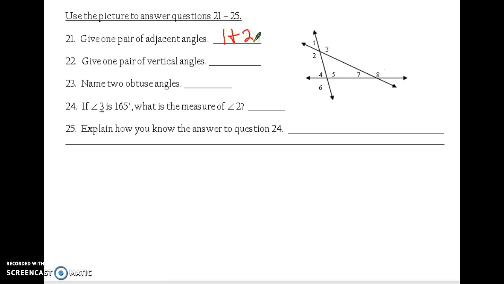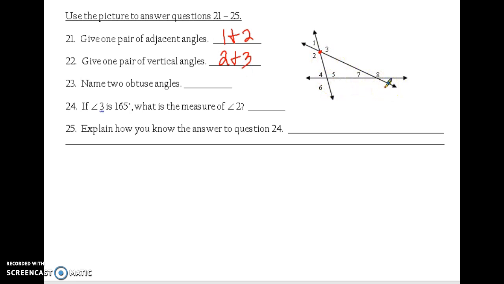Give one pair of vertical angles. Vertical angles are across from each other and share one point. So you could have 2 and 3 or 6 and 5. Those are the only options for this problem because they didn't label these other angles.